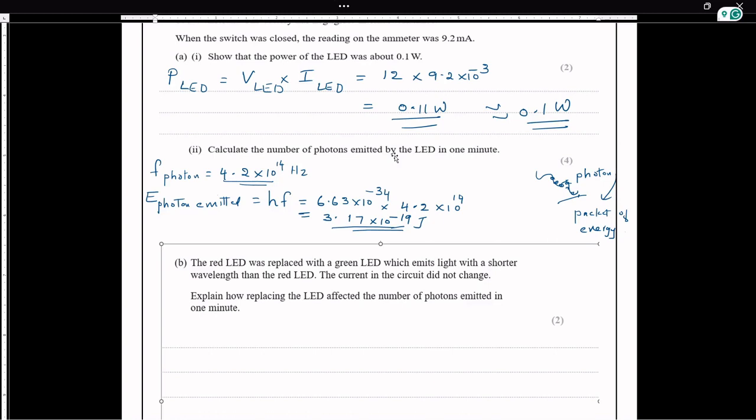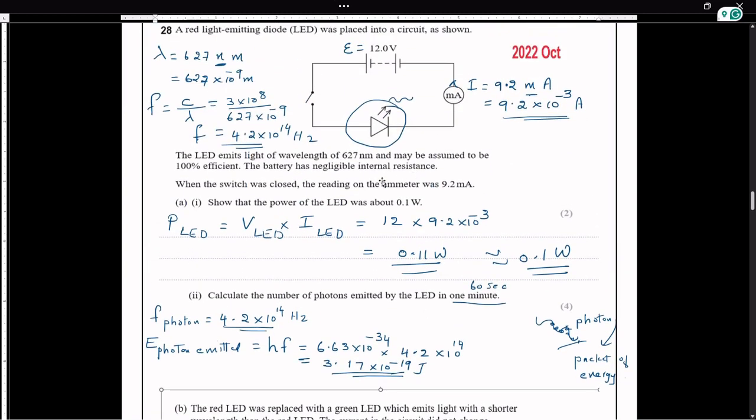But now the question is, what is the number of photons emitted in 1 minute? You can keep it as 1 minute, but we know that 1 minute is 60 seconds. So we have to calculate the number of photons emitted in 1 minute. So the total energy, we already calculated the power of the LED, which is 0.1 watts.